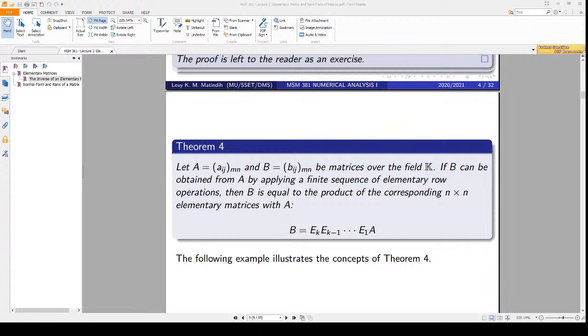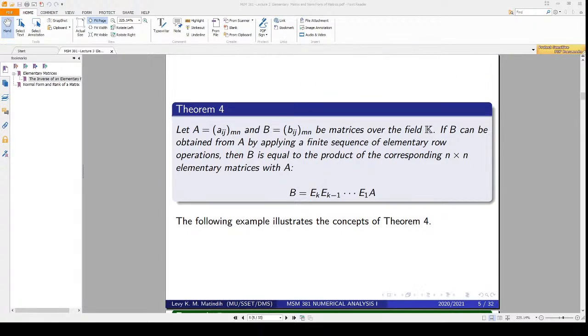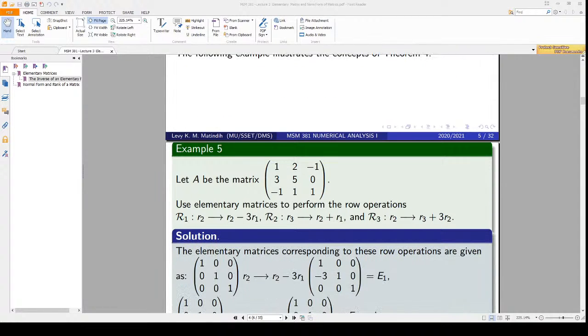So the third, for example, the third elementary matrix multiplied by the second elementary matrix multiplied by the first elementary matrix multiplied by the matrix A. So what you're going to get is this matrix B, which is row equivalent to matrix A. So from this theorem, we have the example below.